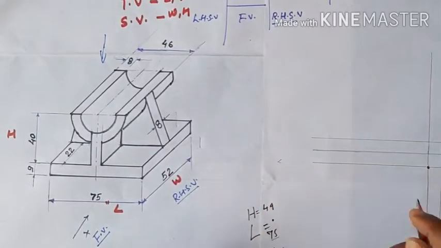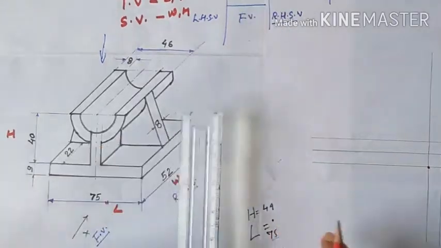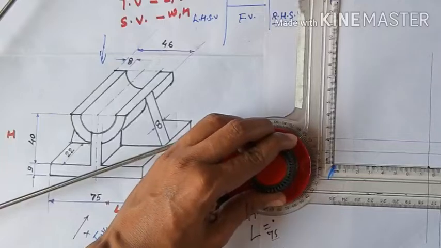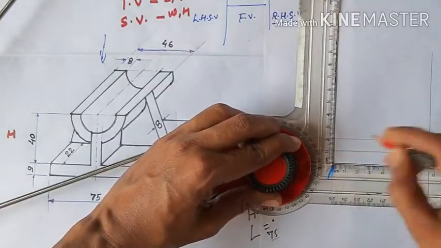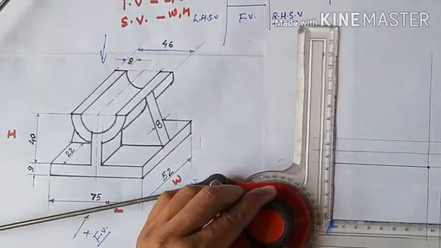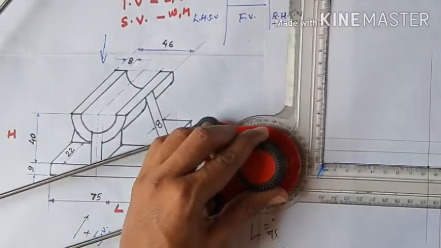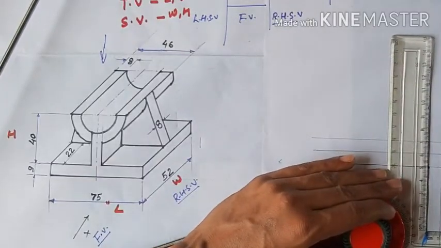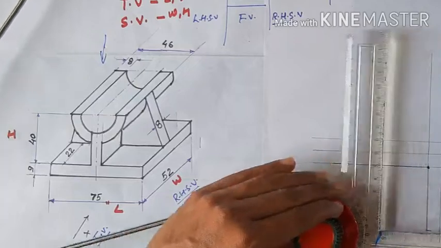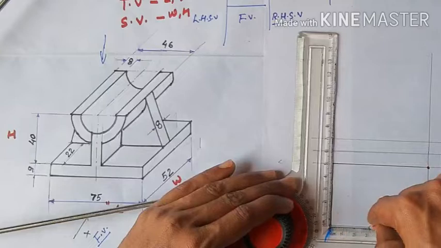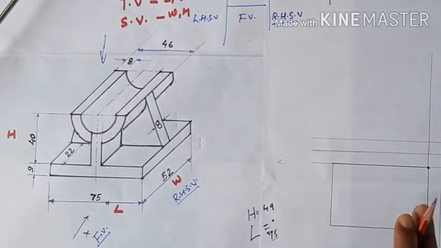So here we consider what is the length. This arrow shows the length and this shows your height. What is the length? The length is 75, so this is your 75. And what about the height? The height is 49, so this is always parallel, from here 49, so this is your 49. Okay, and join it as a box, like this. So here we draw the front view.